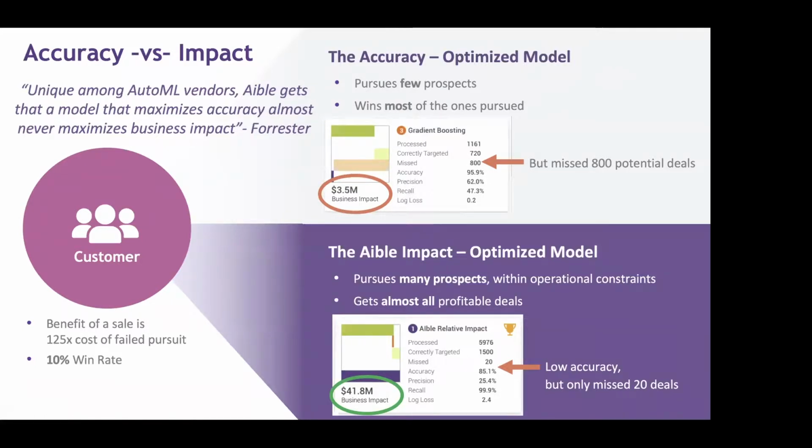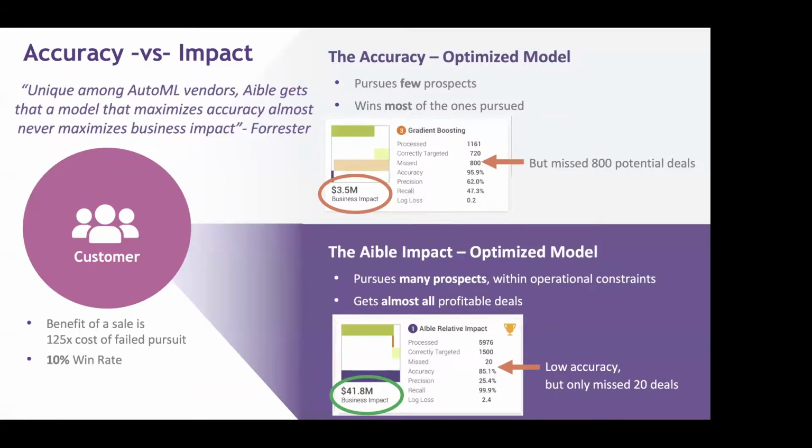It is basically saying, look, the value of getting a deal is so high, I'm going to try very, very hard. So it's trying to go after almost 6,000 prospects. And guess what? It's only right 1/4 of the time. So it actually has a really bad accuracy rating, 85% accuracy. It has a log loss of 2.4, which is 12 times higher than the log loss of the accuracy optimized model.